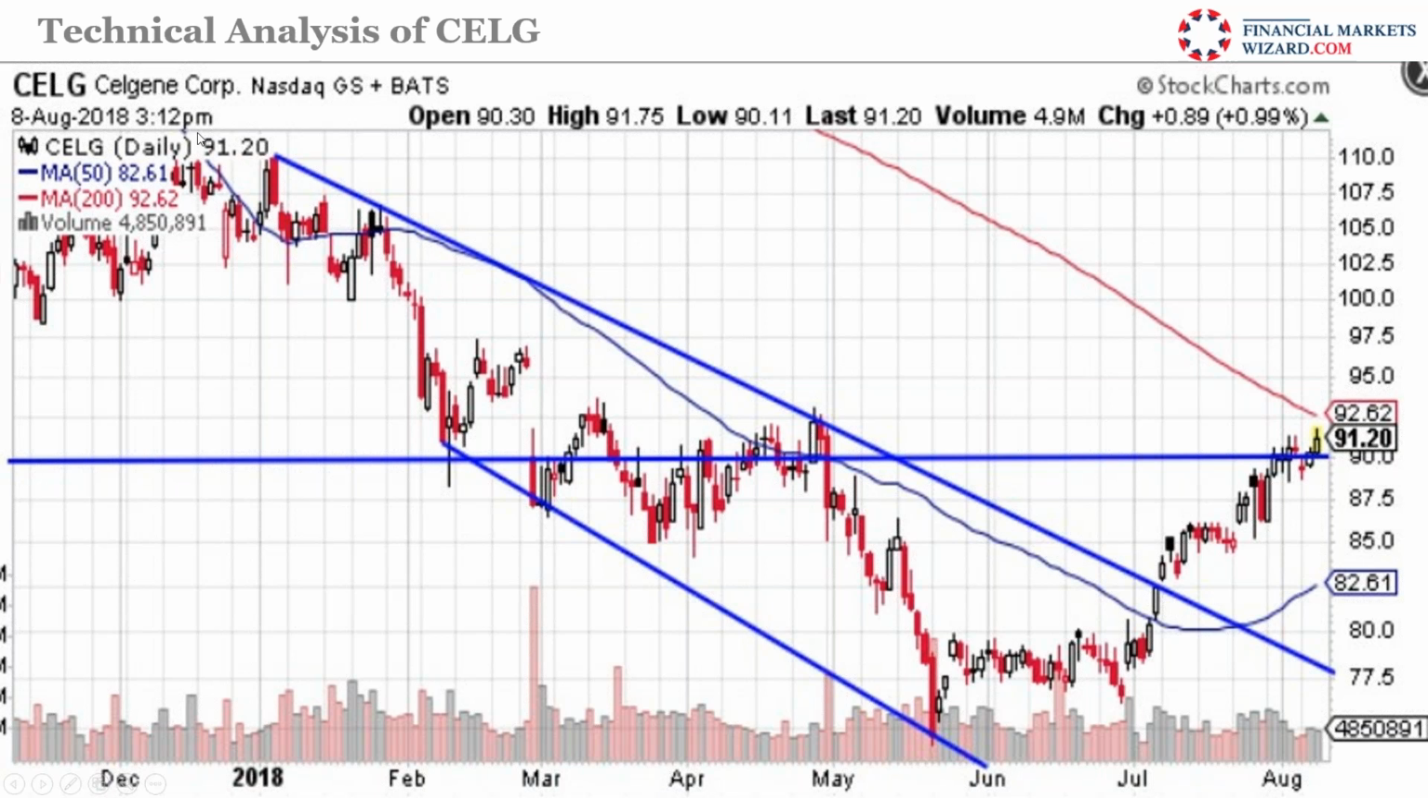I prepared it aftermarket, or maybe aftermarket hour, before, around 12, something like that. So Celgene is about to break to the upside. So I have it on radar.